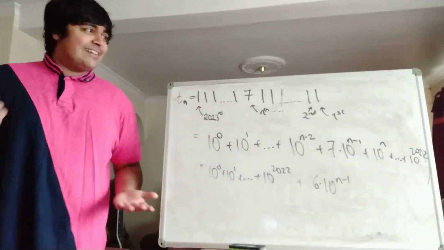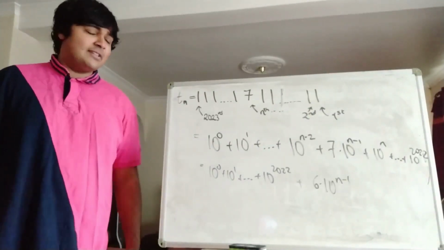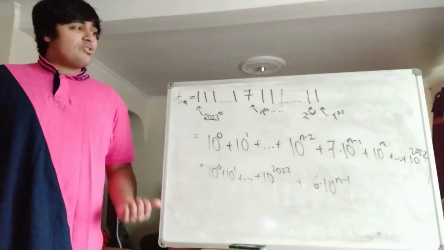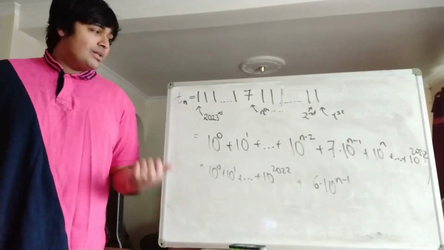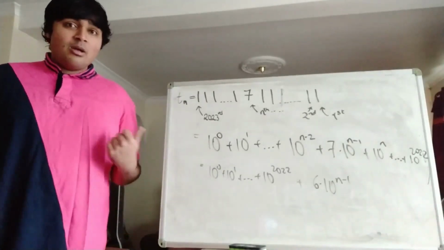But it's not particularly clear. It might be a multiple of 7, depending on what n is. So let's try and see if this is a multiple of 7. And the way we're going to do that is by looking at it mod 7. So we want to consider Tn mod 7.